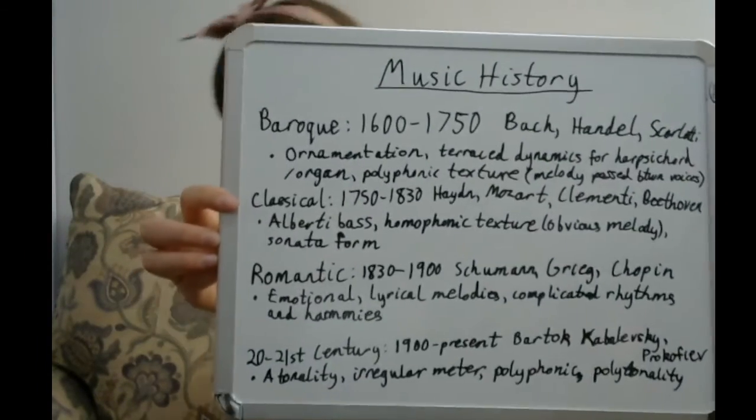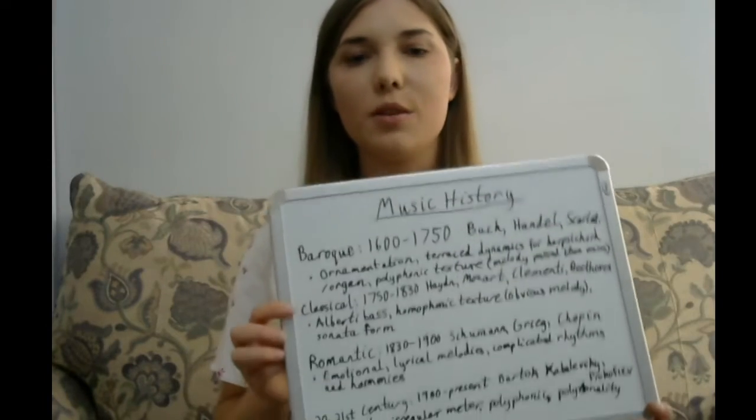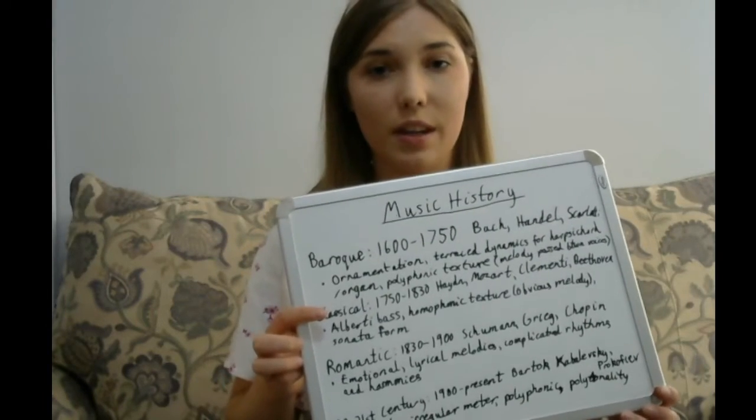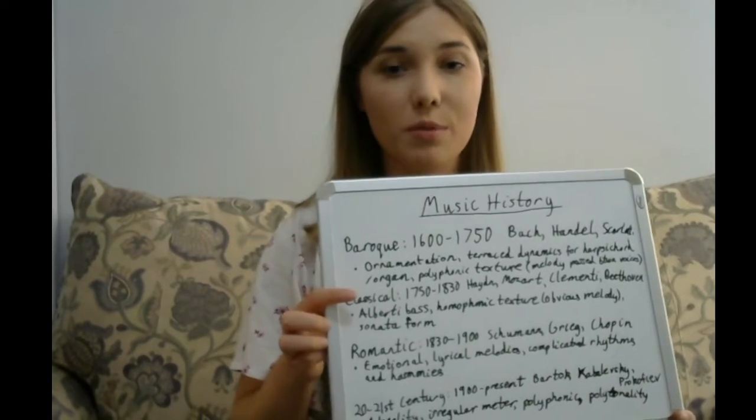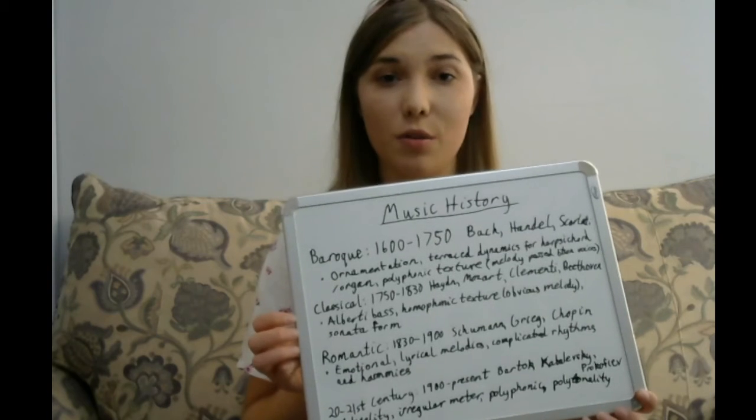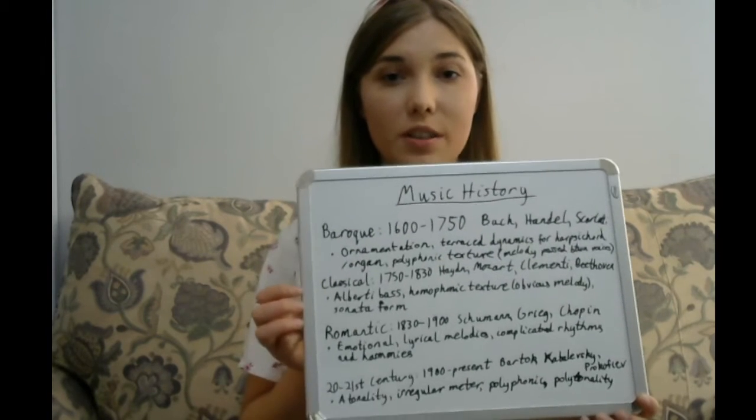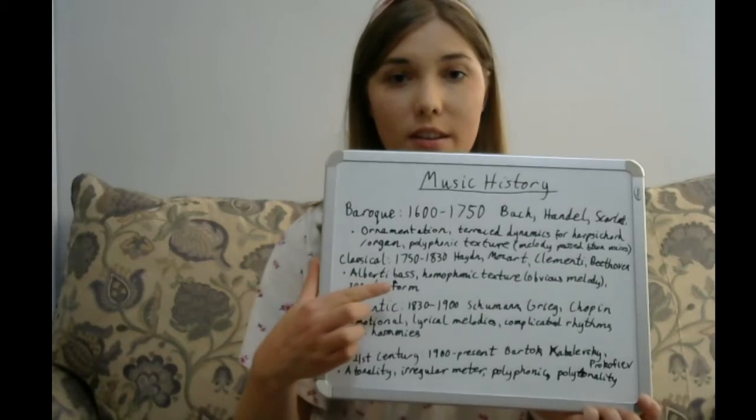I'll let you look at that right there. So that is from 1750 to 1830, about. Some composers you might recognize are Haydn, Mozart, Clementi, and Beethoven. One characteristic is Alberti bass, and that, if we haven't already discussed that before, is basically a broken chord pattern in your left hand. It goes kind of low, high, middle, high, and it has that basic pattern. We'll go over examples in the lesson.